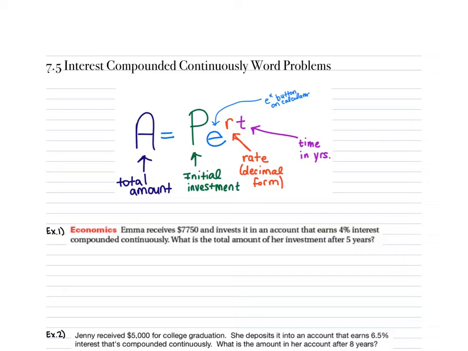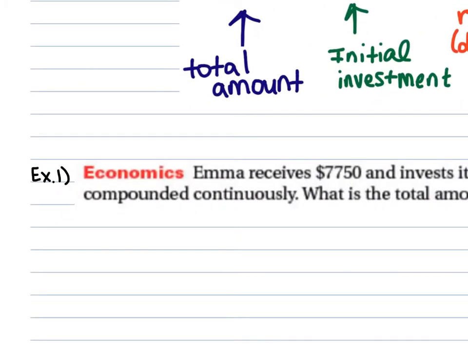Okay, so if we look at example 1, it says Emma received $7,750 to invest in an account that earns 4% interest compounded continuously. What is the total amount of her investment after 5 years? So pick out your P, pick out your R, pick out your T, and if you are given your A, pick out your A. So if we look at here, your initial investment is $7,750.